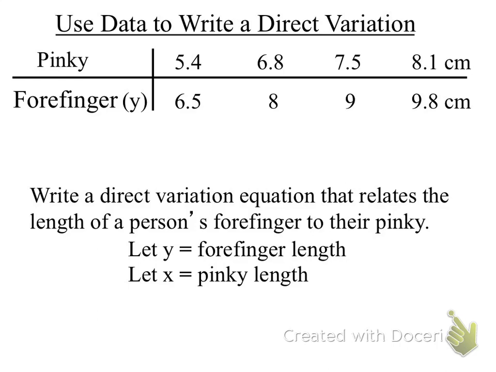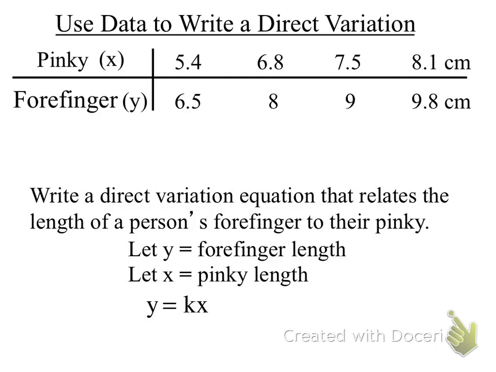X is the pinky, sorry. Okay, so if I do y equals kx, what do they want to know? What do you think they want to know? Ben? The relationship between the pinky and the forefinger. So knowing this is a direct variation, what are we missing?